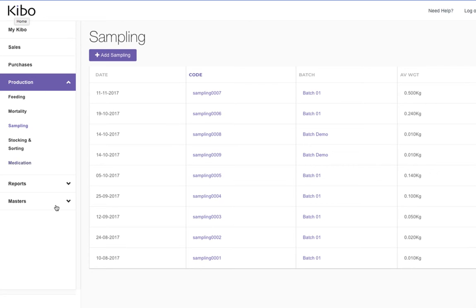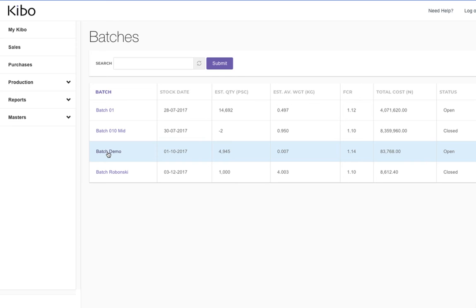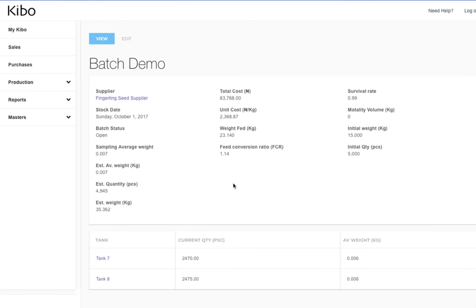And I then go back to my batch and I want to compare. So what this gives us here is some batch information. So this is the date we stocked, the batch status is open, the sampling average weight is 0.007. What you will see right under here also is that estimated average weight is 0.007. So what that tells us is we're on track. So according to our feeding operations and everything we've been doing in Kibo, it calculated that our fish should actually be at 0.007. And it turns out that when we sampled, that was what we found.